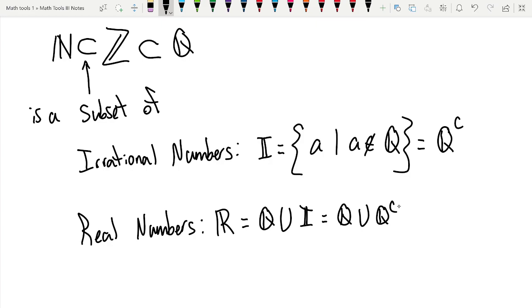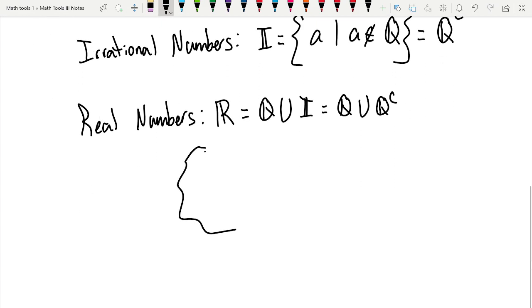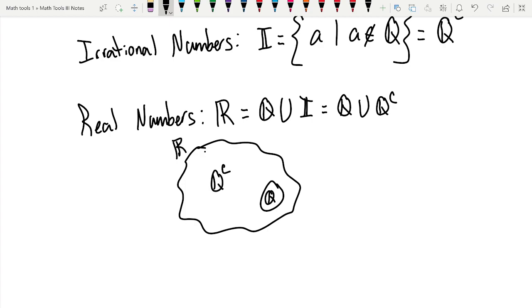So the complement on Q is referring to all of the numbers that are real numbers, but not inside the rational numbers. If you were to draw it like a set, say this is the real numbers, and over here we have the rational numbers, then outside of that set would be the irrational numbers.